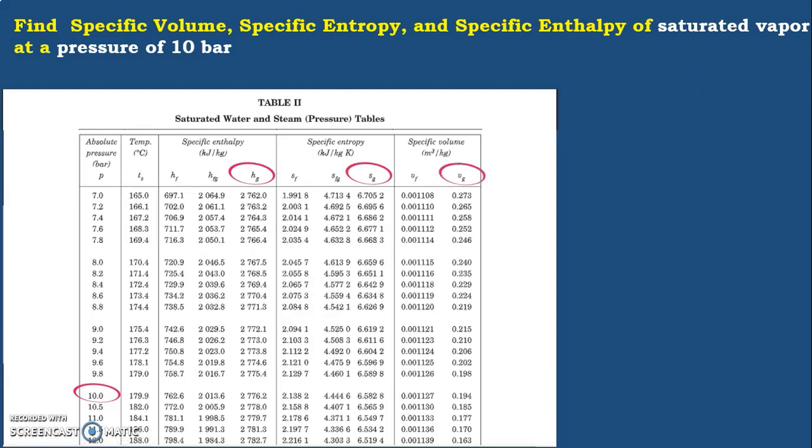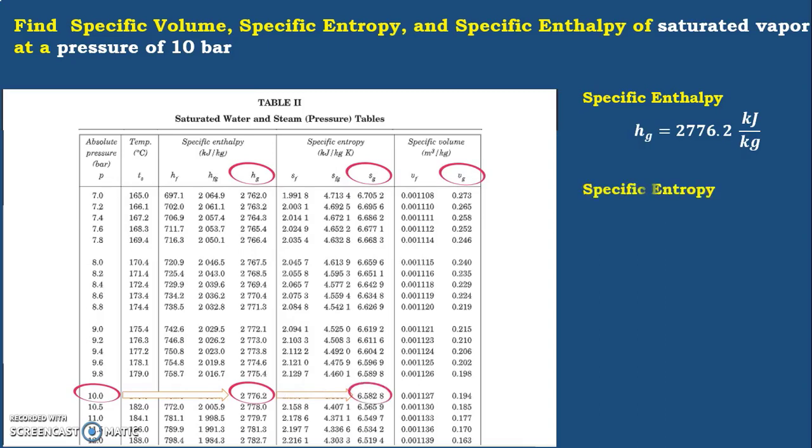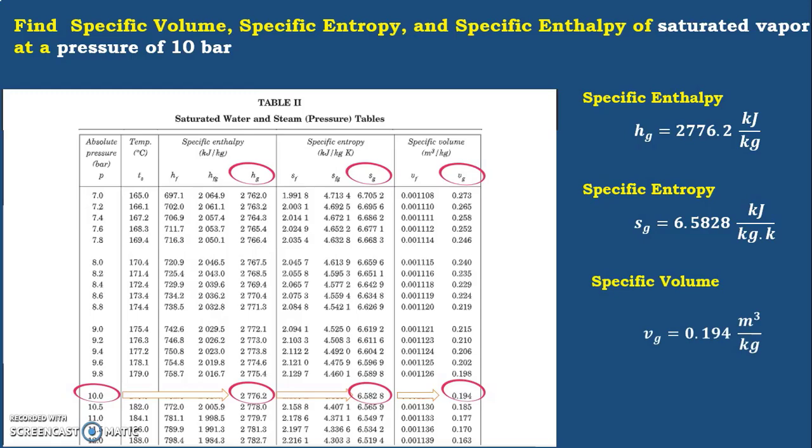G is gas. Now, let's find the properties. Specific enthalpy of saturated vapor at a pressure of 10 bar is 2776.2 kilojoule per kg. Specific entropy of saturated vapor at a pressure of 10 bar is 6.5828 kilojoule per kg Kelvin. Similarly, specific volume of saturated vapor at a pressure of 10 bar is 0.194 meter cube per kg.